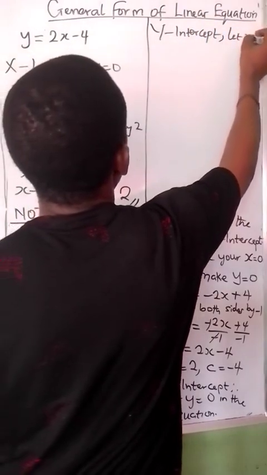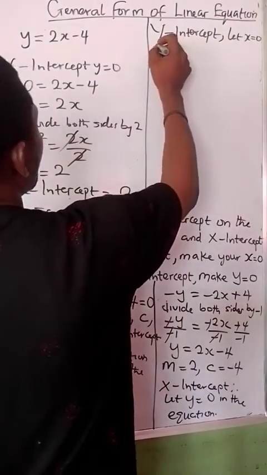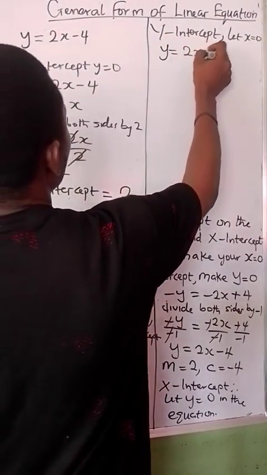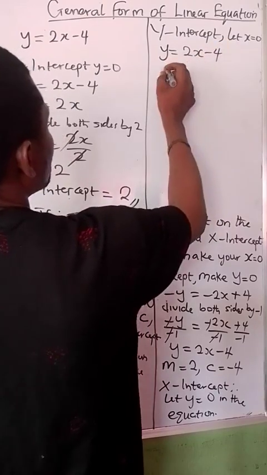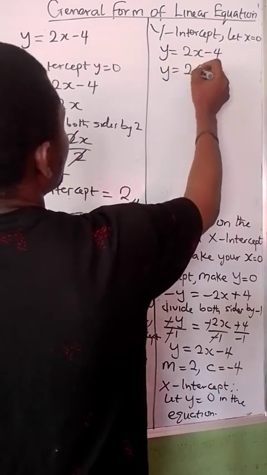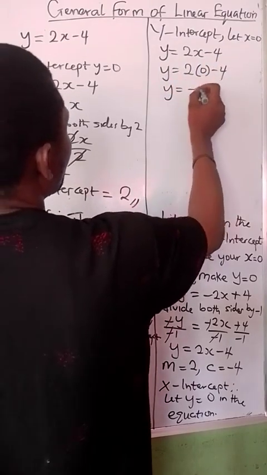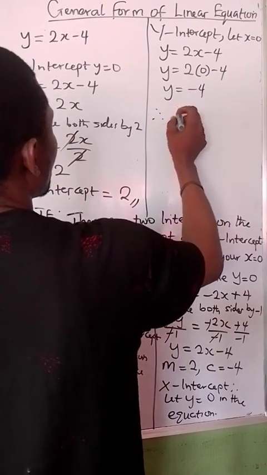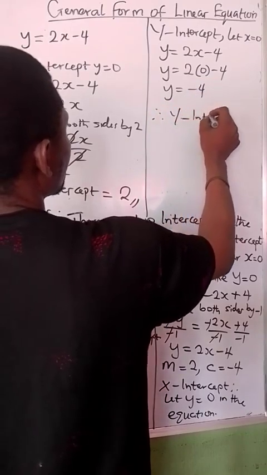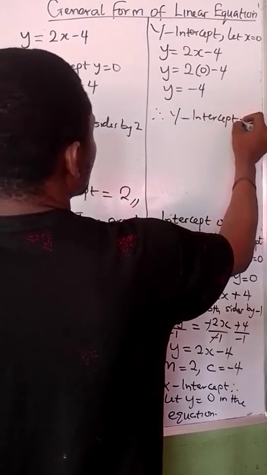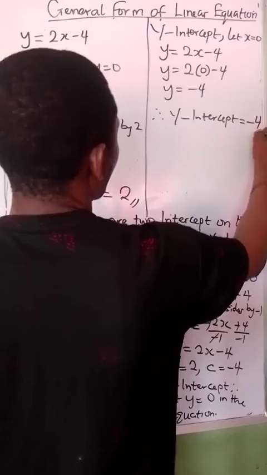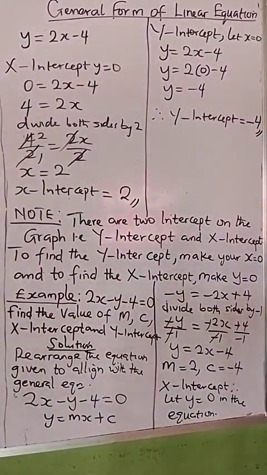Then to find our y-intercept, let x equal 0 in the equation. So you have y equals 2x minus 4. When x equals 0, y equals 2 times 0 minus 4. So y equals 0 minus 4. Therefore, our y-intercept equals minus 4. All right, thank you.